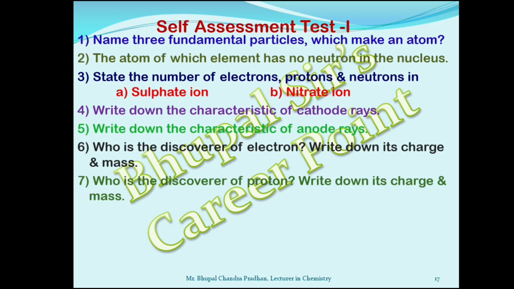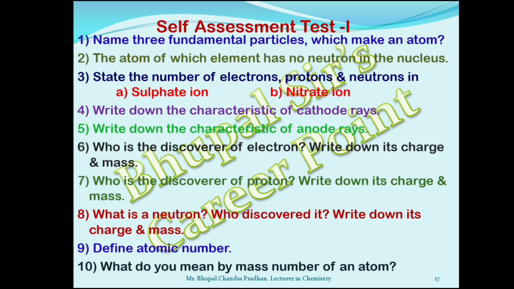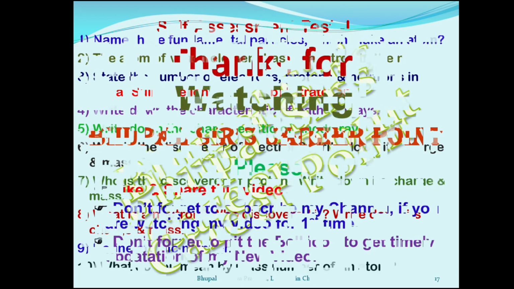Who is the discoverer of the proton? Write down its charge and mass. What is a neutron? Who discovered it? Write down its charge and mass. Define atomic number. What do we mean by the mass number of an atom?